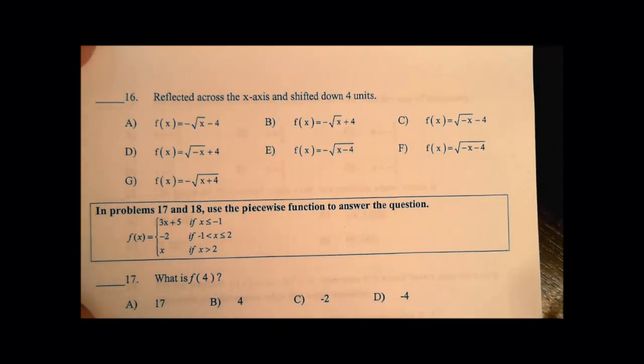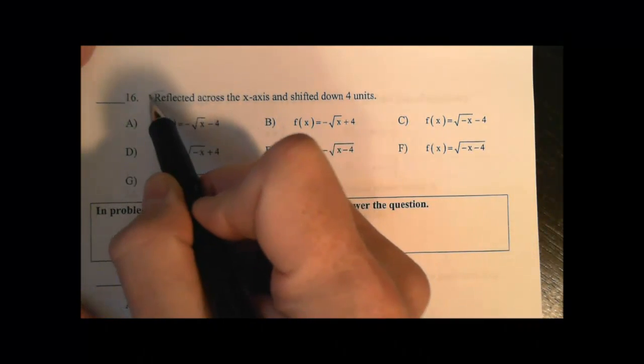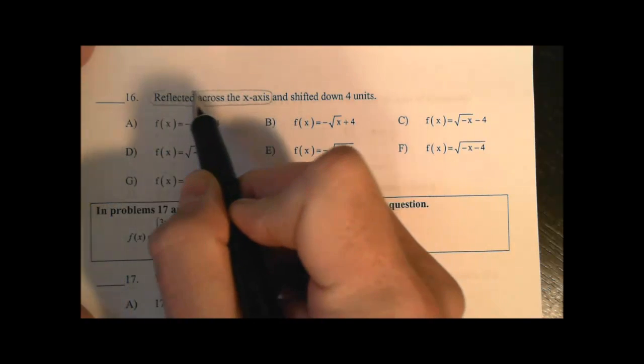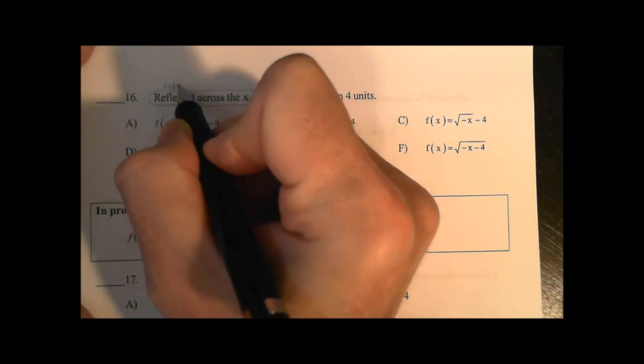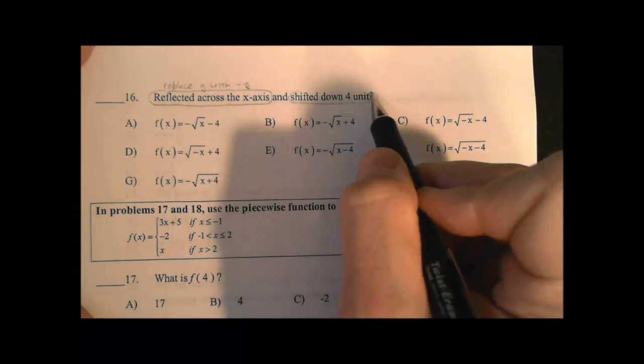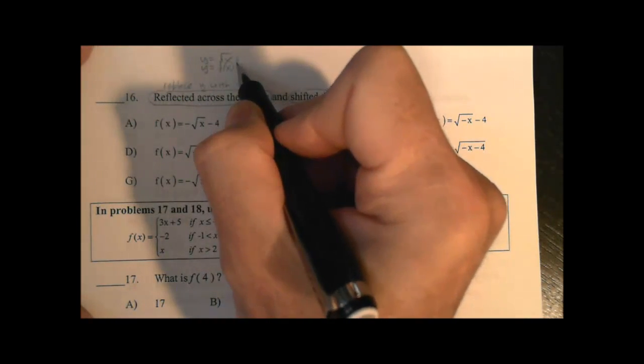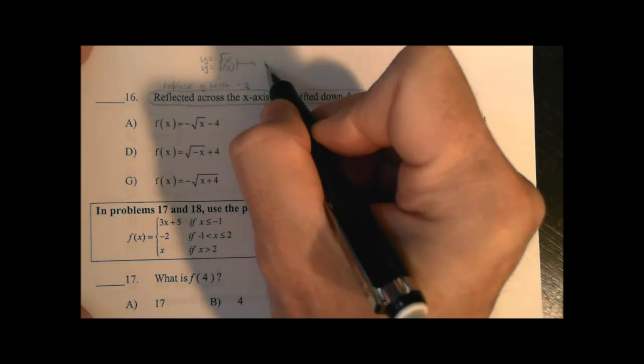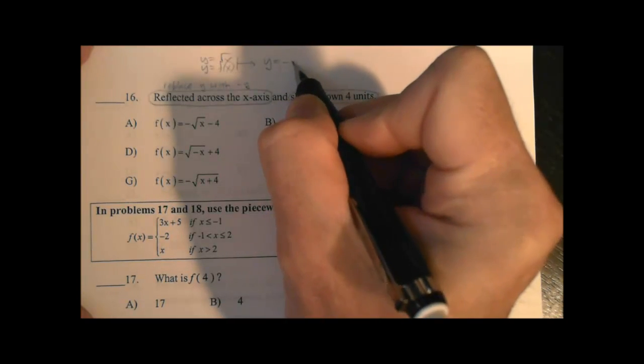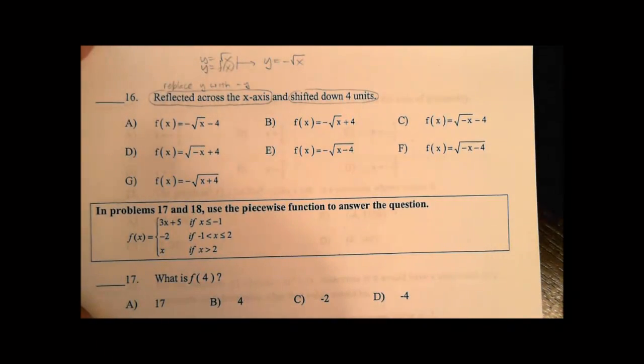Okay, number 16, we want to reflect across the x-axis. And reflecting across the x-axis means replace y with minus y and shift down 4 units. So we're going to start with y equals f of x, or y equals the square root of x. Then we go to y equals minus the square root of x. And then we want to shift that down 4 units.